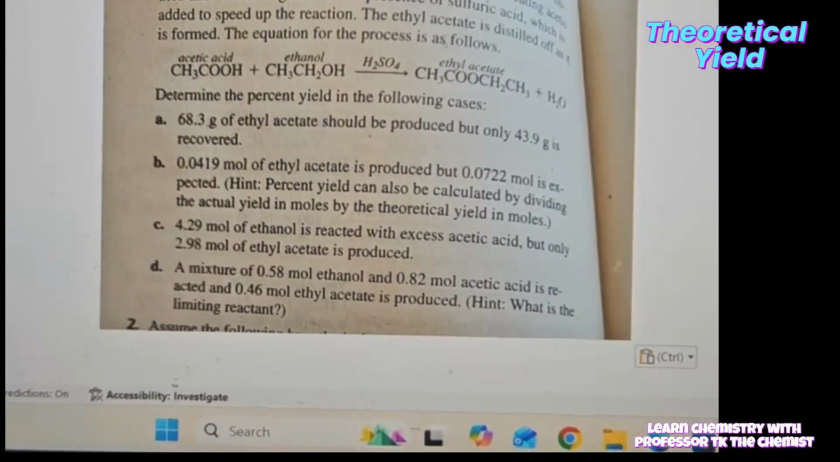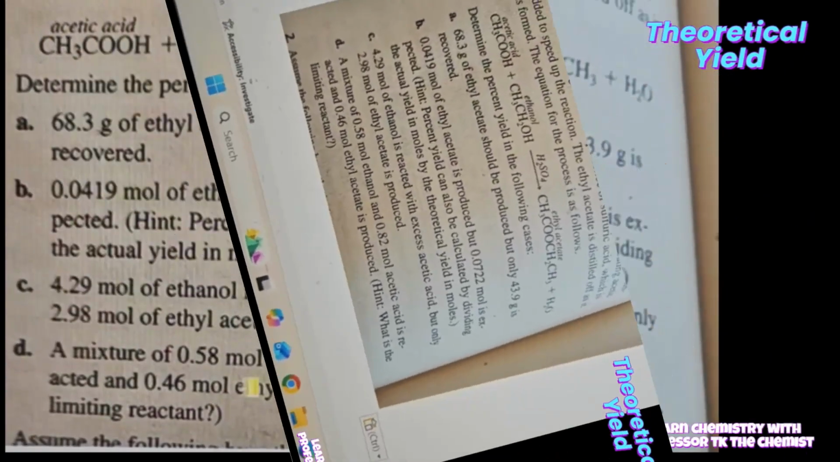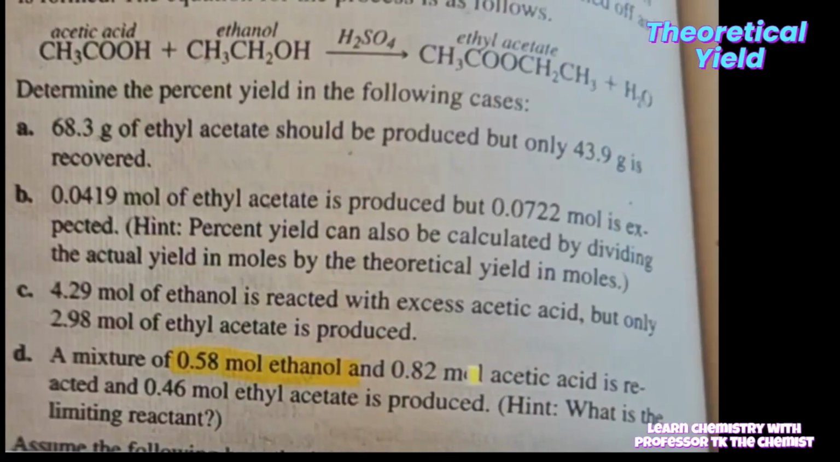Okay, so letter D. You've got 3 numbers in this one, right? But here is the catch. You only need to focus on 2. A mixture of 0.58 moles of ethanol and 0.82 moles of acetic acid is reacted, and 0.46 moles of ethyl acetate is produced. Okay, here is the catch, guys. We focus on what was actually produced versus one of these over here.